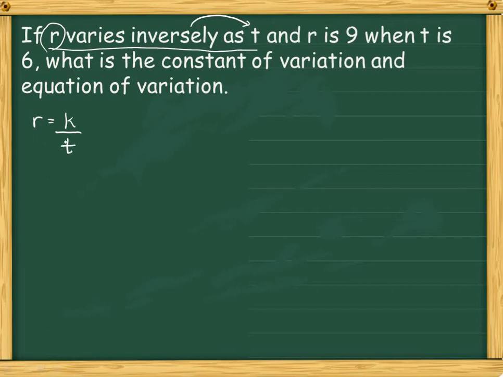We're done with the first statement. Let's proceed to the second statement. R is equal to 9 when t is equal to 6.